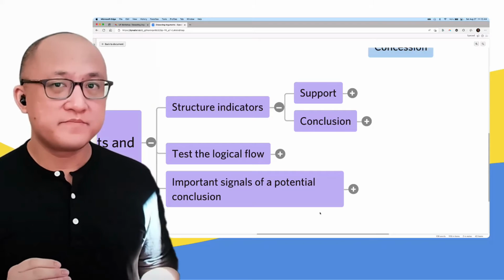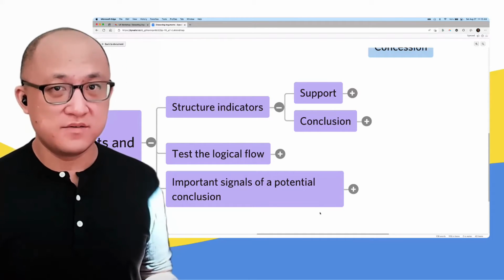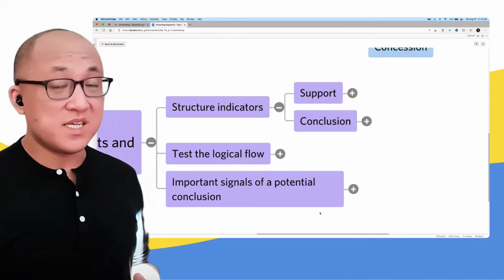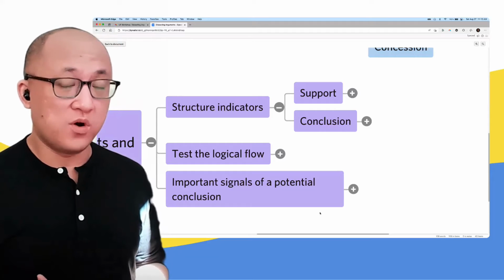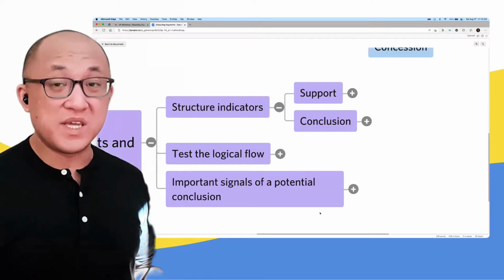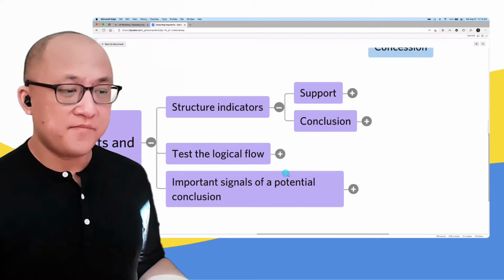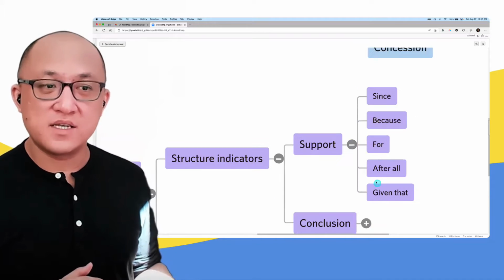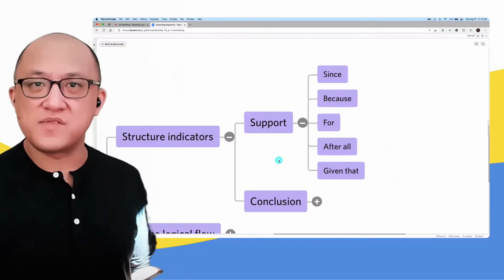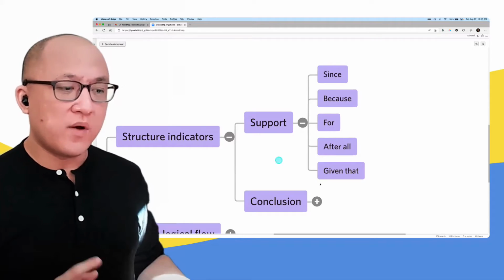After all is another guaranteed support indicator. All right. When you see after all, then you know the thing right before that word, that phrase, is being supported by the stuff after after all. And then also I see given that, the phrase given that, that's another one that I think of as a premise or support indicator. Now, I do want to be careful here.